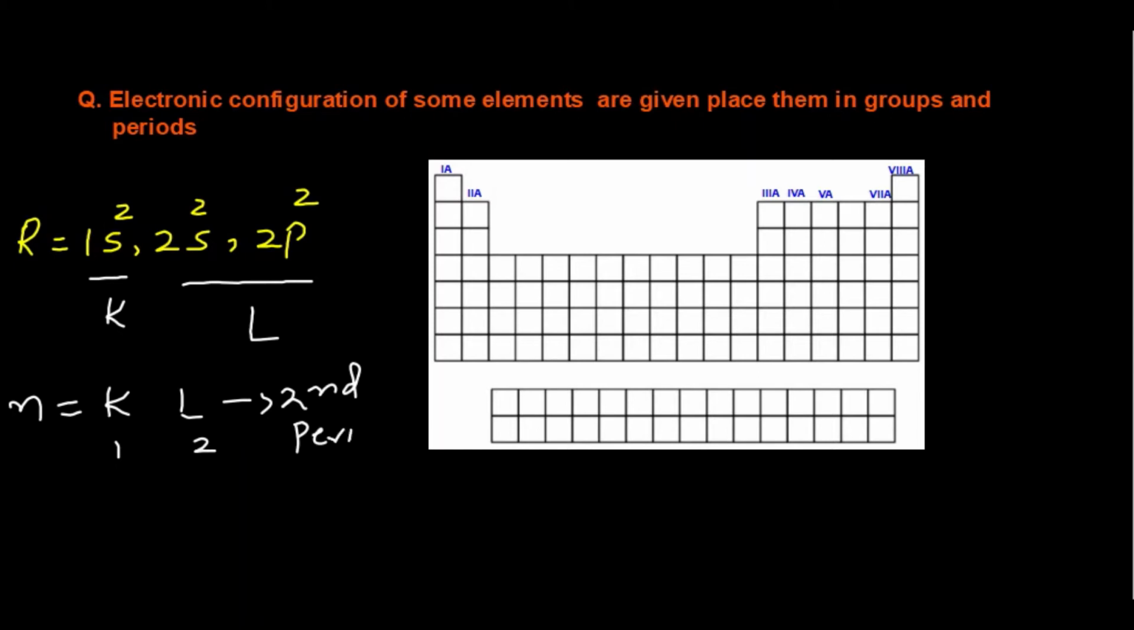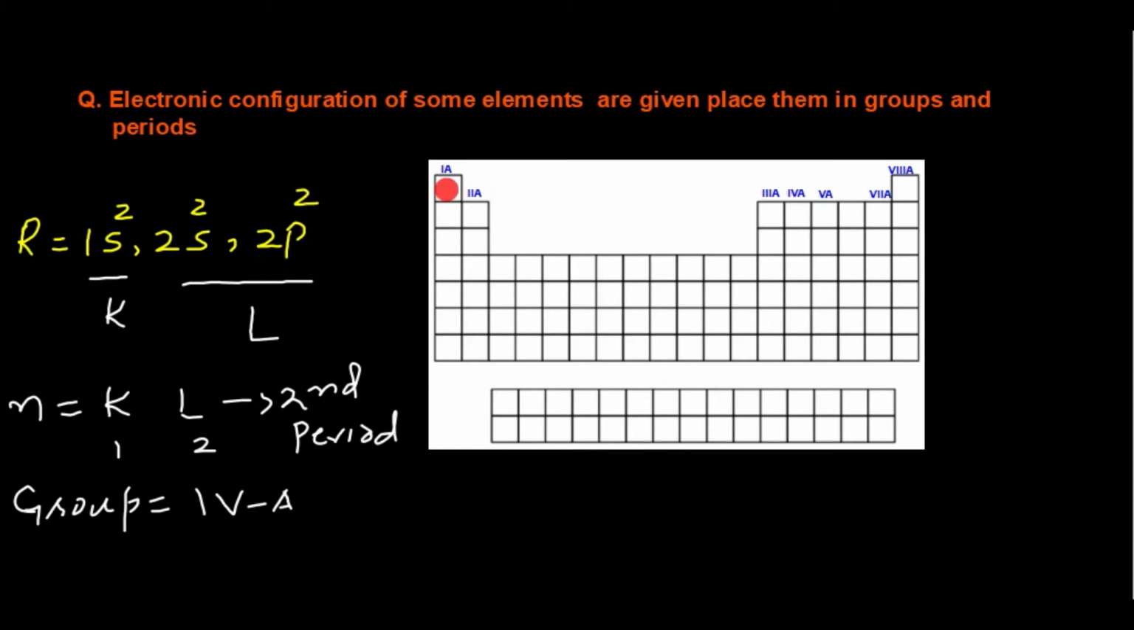Now we find the group number. How can we calculate the group number? We will see how many electrons are present in the valence shell. L is the valence shell. How many electrons are present? 2 plus 2 is equal to 4. Since 4 electrons are present in the valence shell, this element belongs to group 4A. So we write the group of this element: 4A.